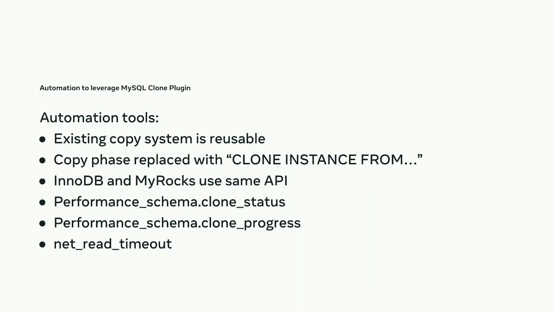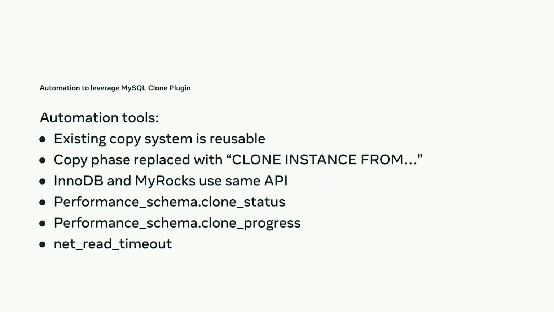On the monitoring side, a lot of existing MPS monitoring for physical copy was already used. We added some local monitoring to the clone tooling that we created. This local monitoring is done using the clone status and clone progress tables in performance schema. These tables are only populated on the recipient, so we have to query them from the recipient side. On the donor, they are not populated.